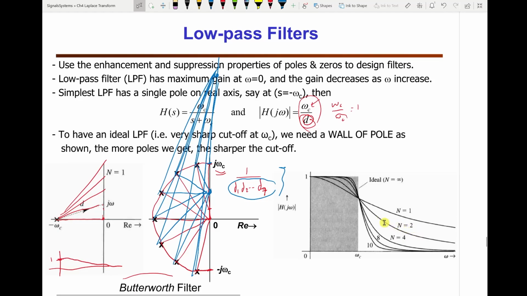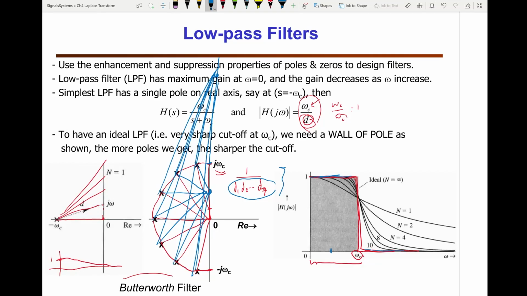This is a second order. See, it comes closer. It's flatter here, then it goes down faster. And this is 4th, 8th, and that's the 10th order. See, it's flat, more frequency flat, then sharply goes down. Okay, so that's the low pass filter.